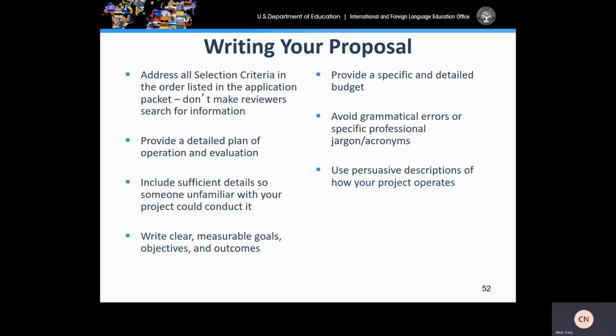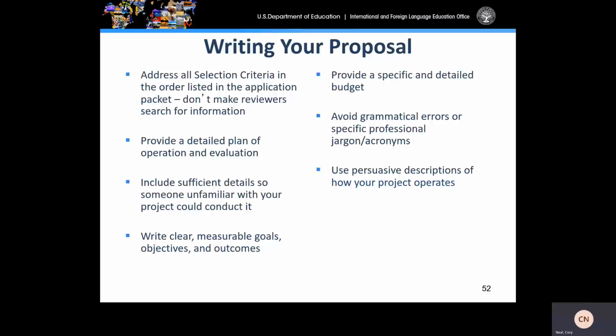I also recommend that you address them in the order listed in the application package. That way, reviewers aren't looking for the information; it's readily available for them. Generating a table of contents is very helpful in developing a highly organized application. You should provide a detailed plan of operation. An evaluation includes sufficient details so that someone unfamiliar with your project could conduct it. You want to make sure that you write clear, measurable goals, objectives, and outcomes.